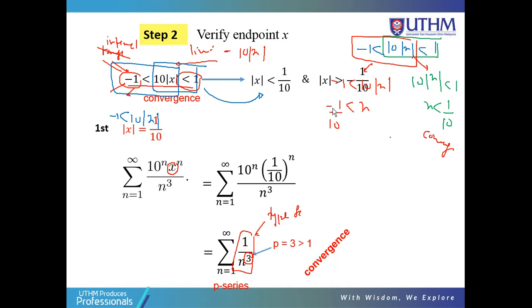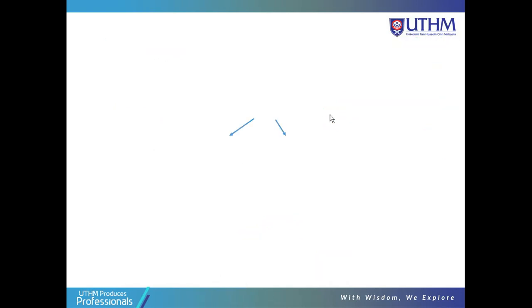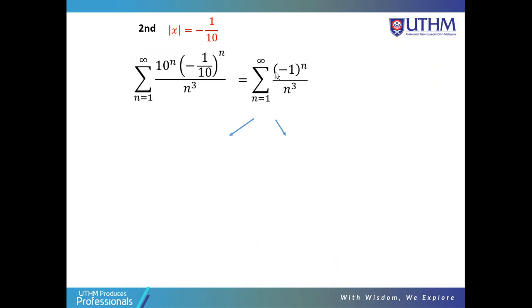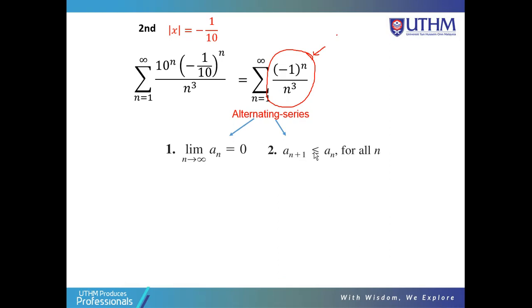x larger than negative 1 over 10. Okay, you substitute the x with -1 over 10, and then you get (-1)^n over n power of 3. So what type of series is this one? This is an alternating series. For an alternating series there are two rules. First, the limit of an must be larger than 0, and then a(n+1) must be less than an. So this one, when you substitute with the 1, it must be less than the original of the question. So you get the limit here equal to zero, and you prove this one is convergent, both convergent.